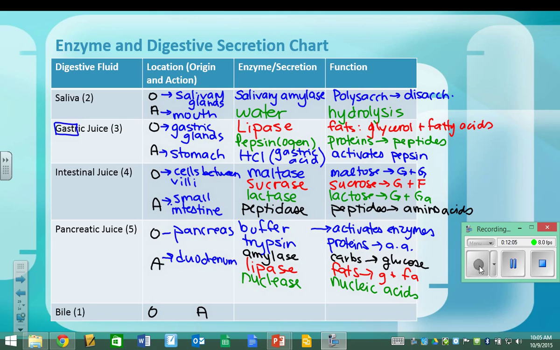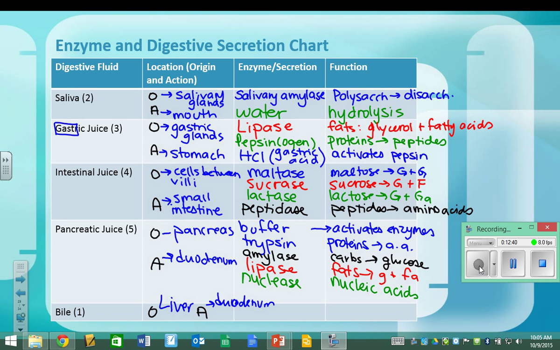Lastly, we have bile. Where is the origin of bile? Please make sure you note that your liver is the origin of your bile. Your gallbladder is just where it's stored. It's not where it's produced. Where does it have its action? Same as above. The duodenum, the first section of your small intestine, because that is where the common bile duct, which is attached to your pancreas, your liver, and your gallbladder, that's where it enters.